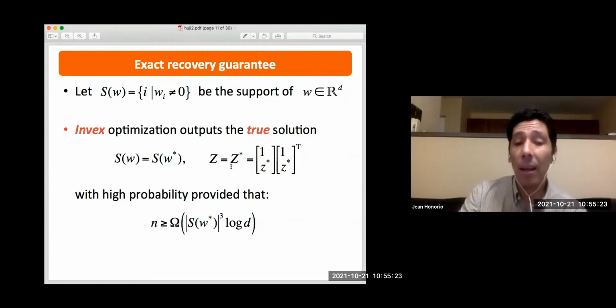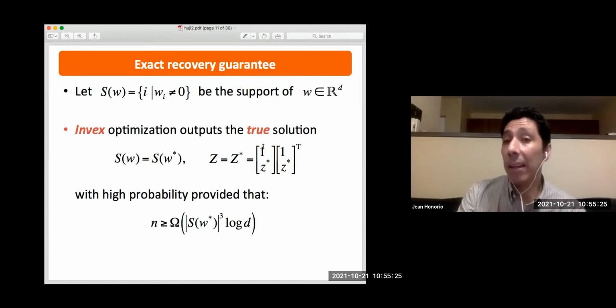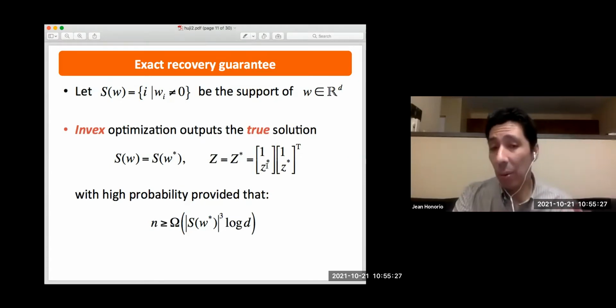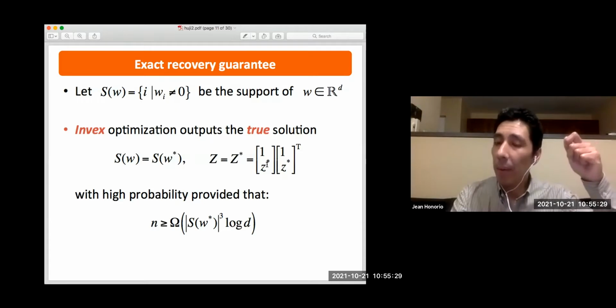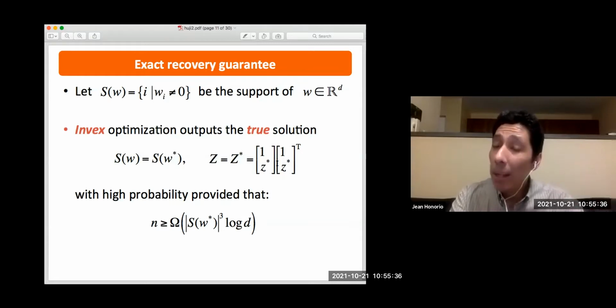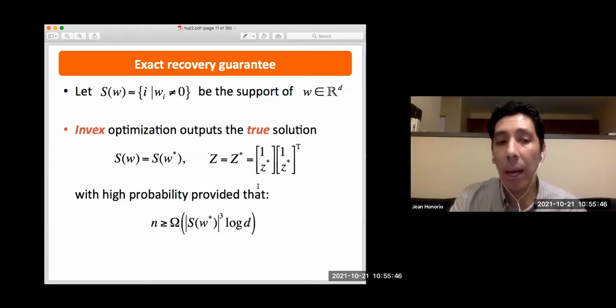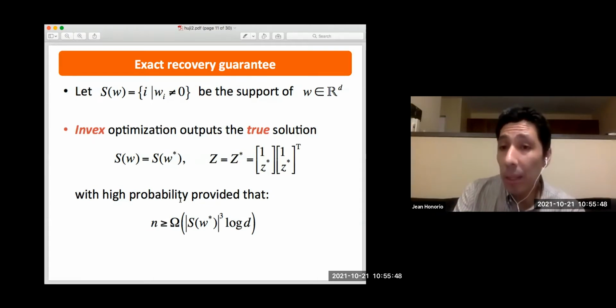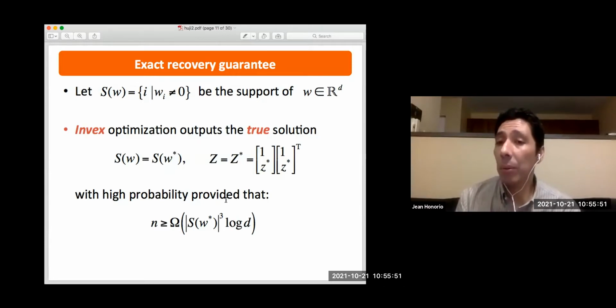And the Z matrix that it will output will be equal to a matrix that I will call capital Z star, which is nothing else than the 1 followed by C star. Remember that C star is an n-dimensional binary vector with +1s and -1s. So this will output the rank 1 matrix, meaning that you will be able to get the labels of all the samples just by inspection of this capital Z star matrix. And that will happen with high probability, provided that you have enough samples.